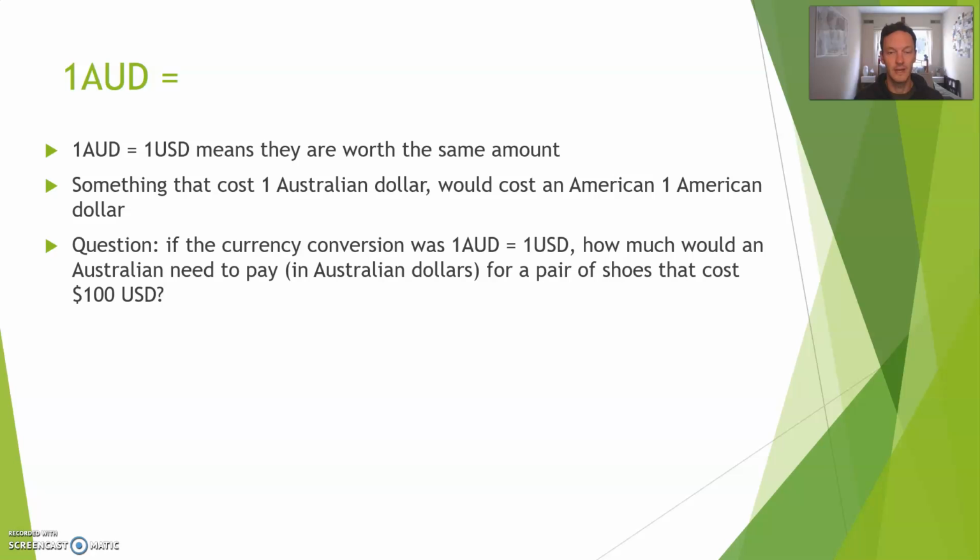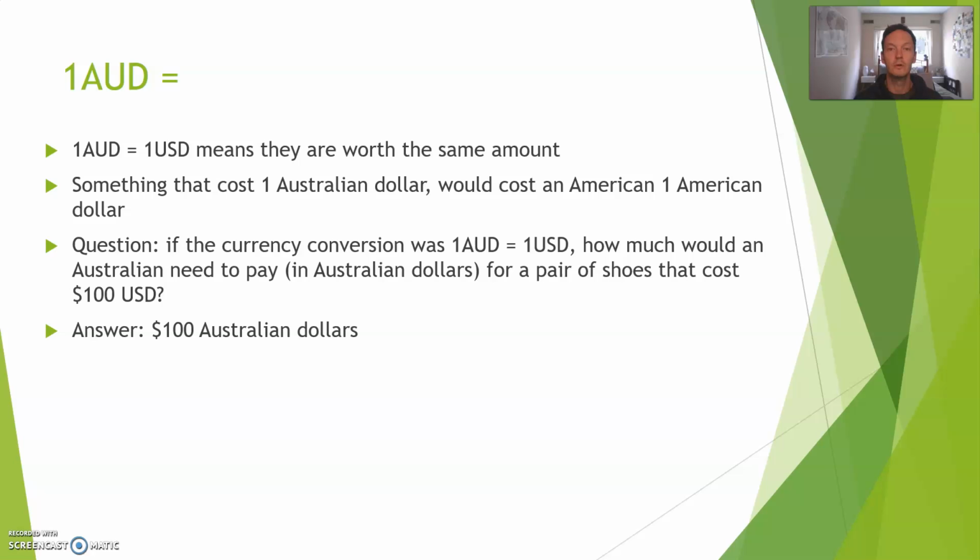Okay, so if they were worth the same, I have a question for you. How much would an Australian need to pay in Australian dollars if that pair of shoes that you liked cost 100 American dollars? So I want you to pause the video here and have a think about what your answer is going to be. And I'm going to reveal the answer in 3 seconds. And the answer is 100 Australian dollars.